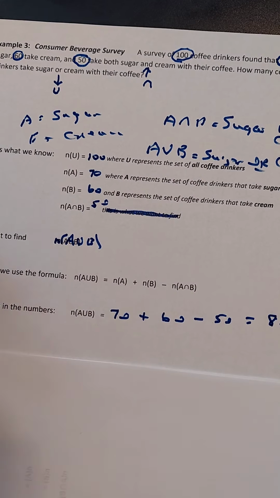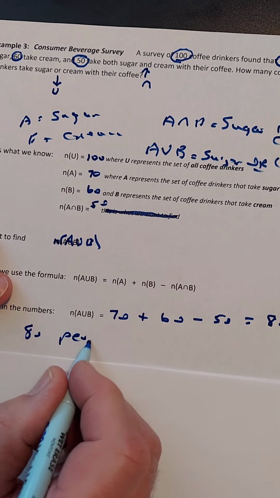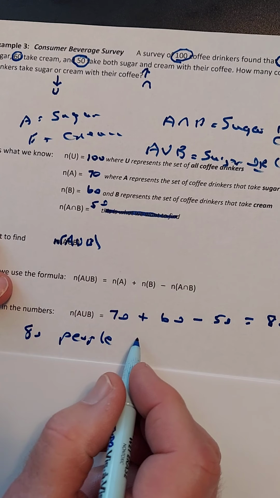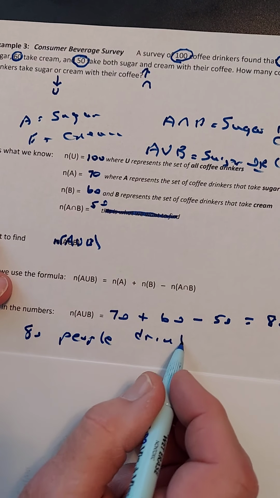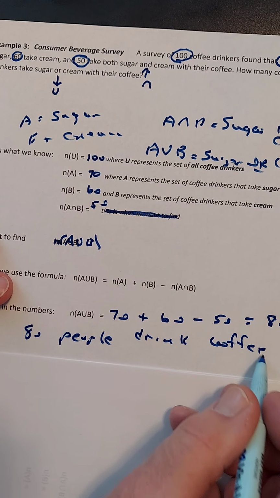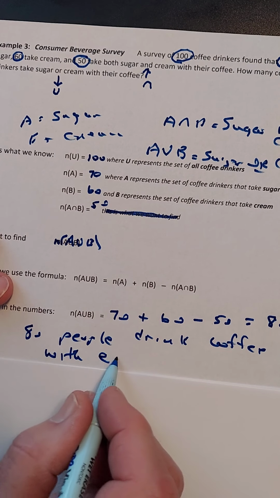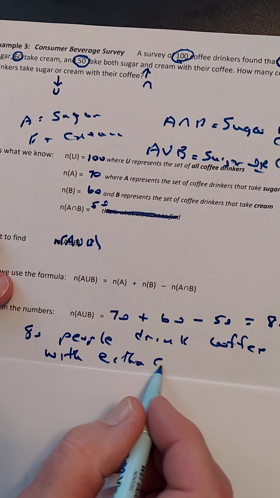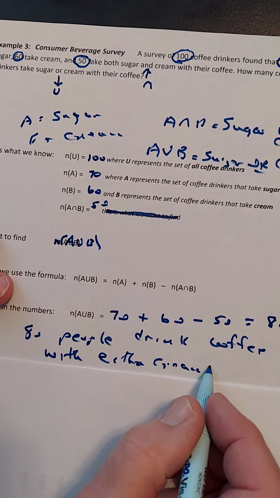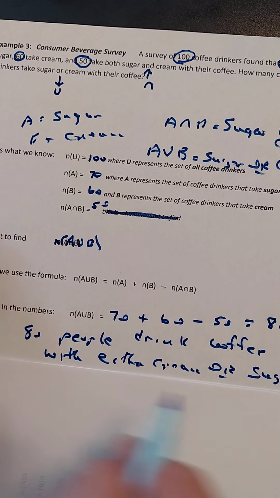So what that means is 80 people drink coffee with either cream or sugar. And when I say or, that means they could have been cream, it could have been sugar, or it could have been both.